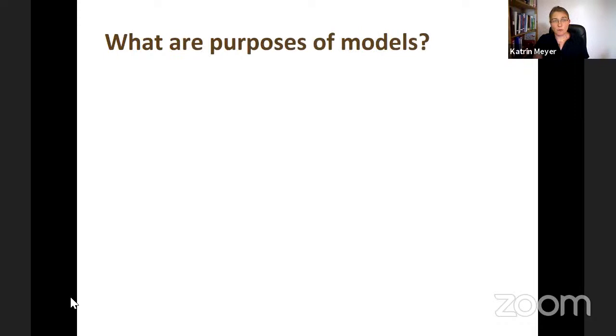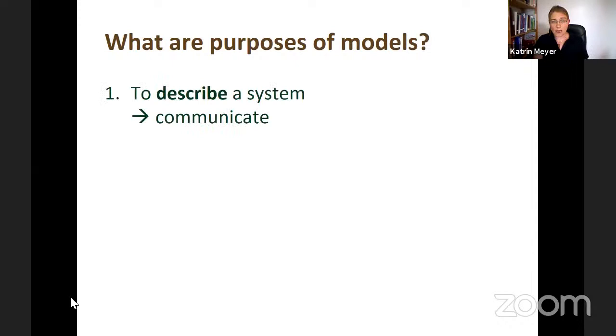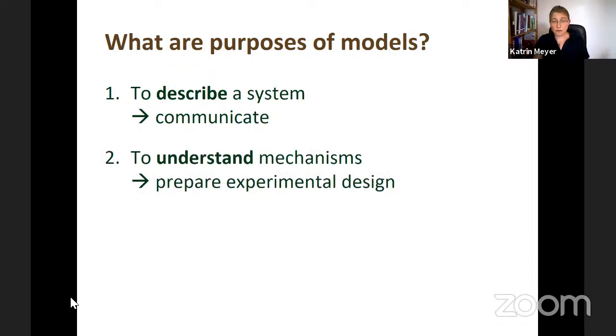So what are purposes of models? I think you might come up with many different ones and you can think of some now, but there are three big categories for these purposes, which I want to mention here. The first one is to describe a system. Really just go for a description of a system. And there often the ultimate aim is to communicate something by simplifying the system. The second purpose is to understand mechanisms, which I have mentioned before.